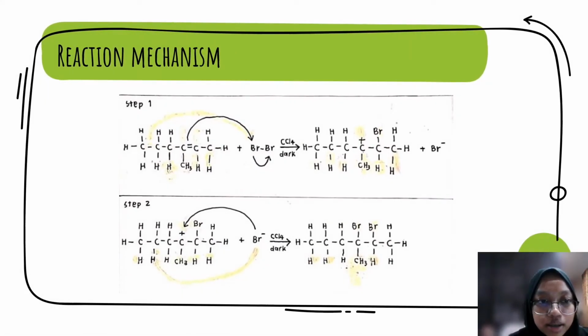Now this is the reaction mechanism for product A. It consists of two steps, which the first one is the addition of electrophile and the second one is the formation of carbocation. This is the way how to write its reaction mechanism.